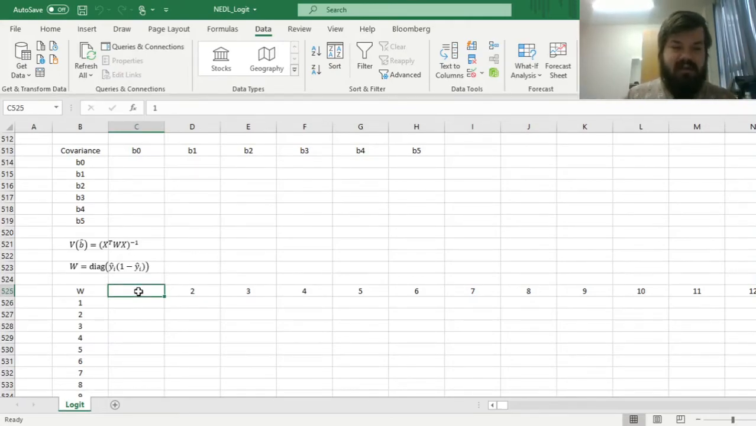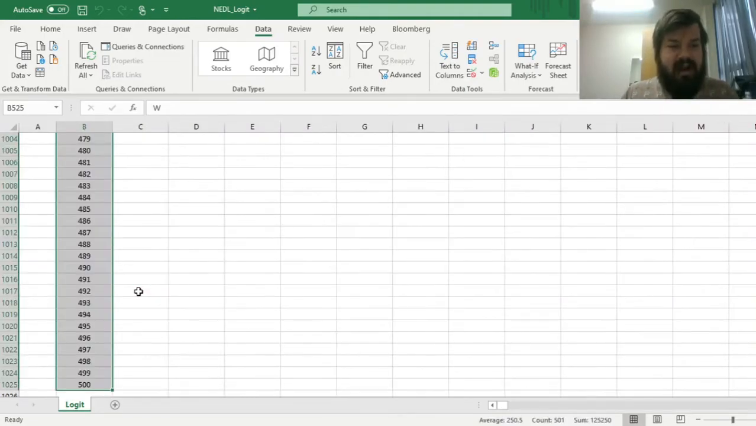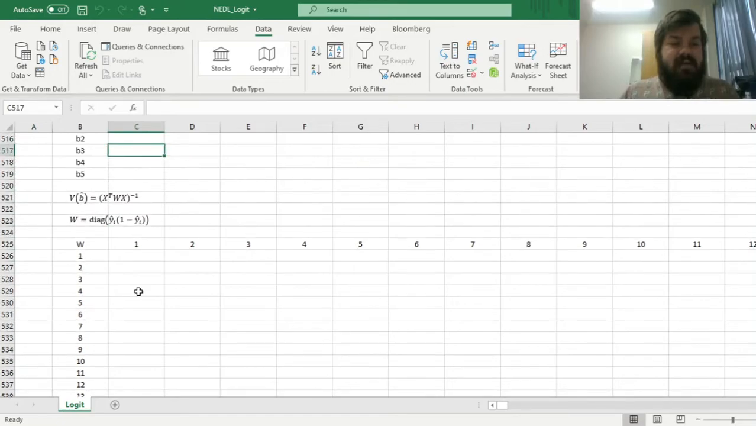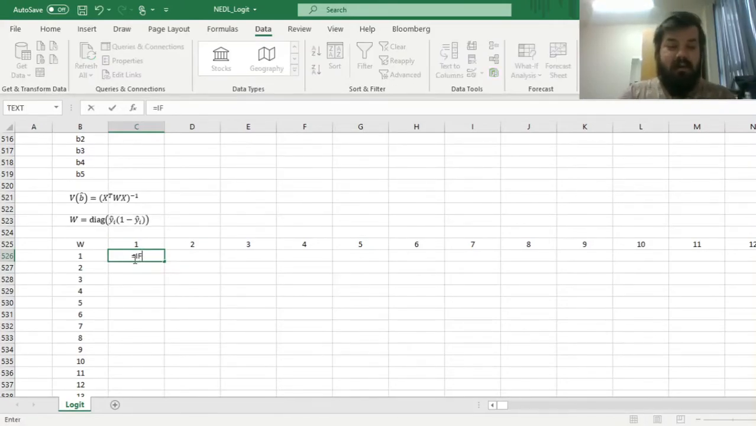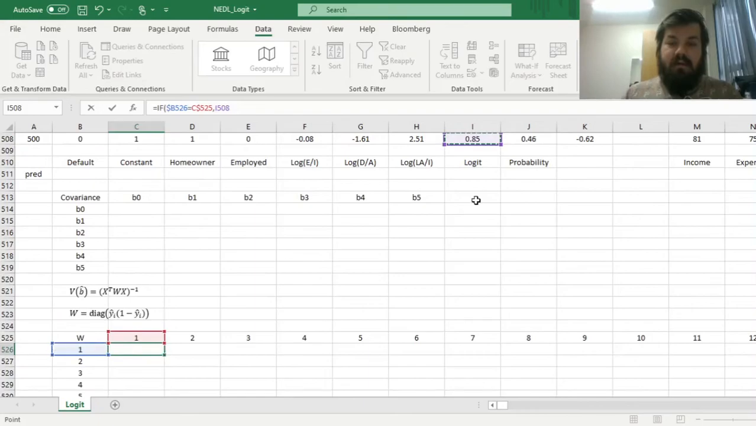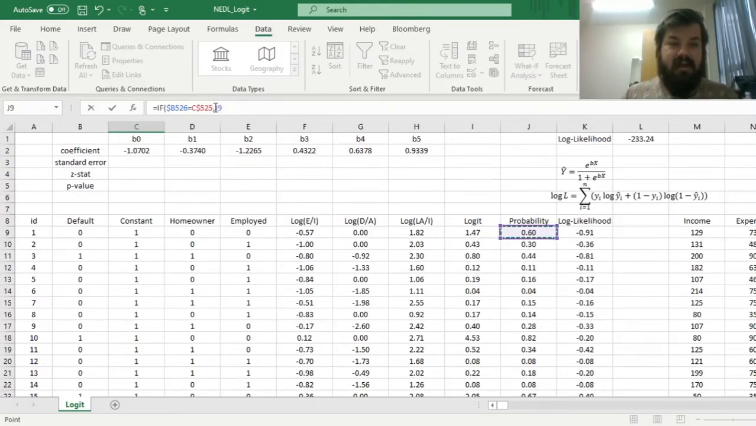So here we have got the template to calculate the 500 by 500 weight matrix. And here we need to first figure out whether we are on the diagonal. And if we are on the diagonal, we need to input this particular variance estimation. And if not, we need to input 0. So first we check if the column indicator and row indicator are the same. We can input the product of probability, and we need to lock the column here, times 1 minus probability.